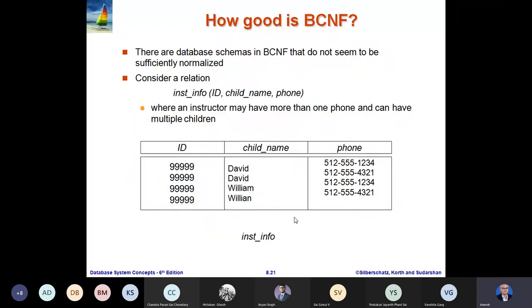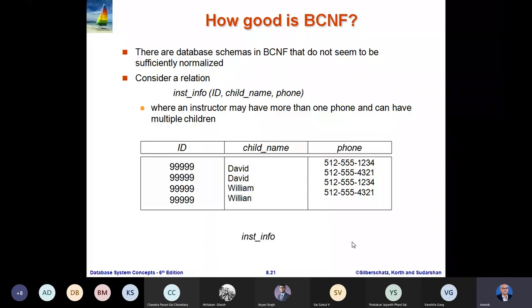Now, beyond BCNF, there is another important term which we need to understand, and there are some schemas in BCNF that do not seem to be sufficiently normalized. So let us have this example. We have instructor info: ID, child name, and phone, where an instructor may have more than one phone and can have multiple children. So the instructor 99999 has these two phones, 512555 1234 and the other ending in 4321, and has two children, David and William.